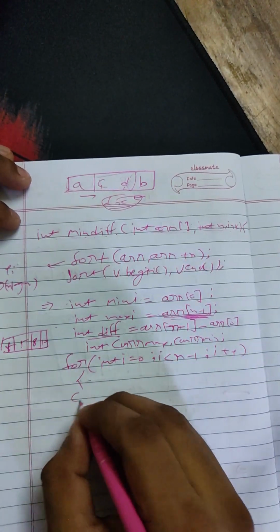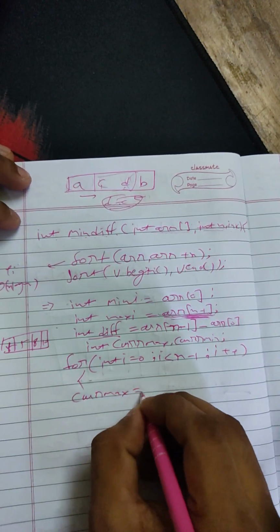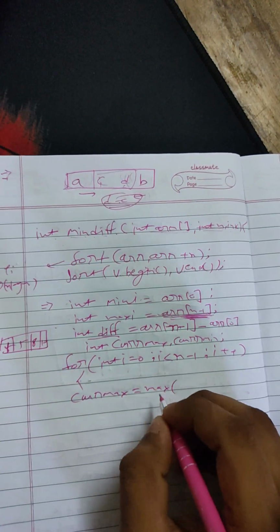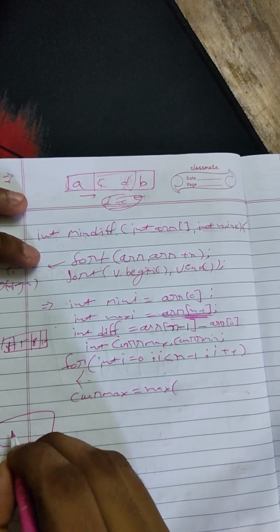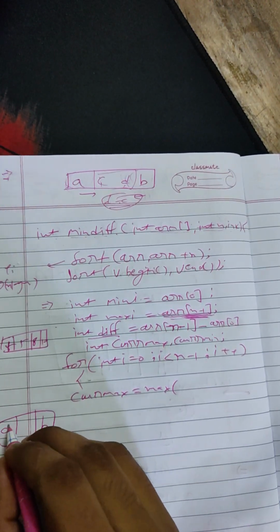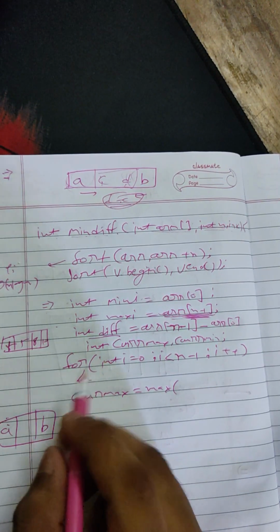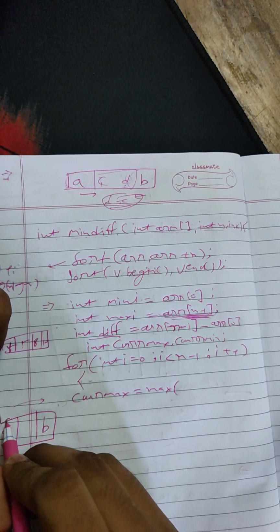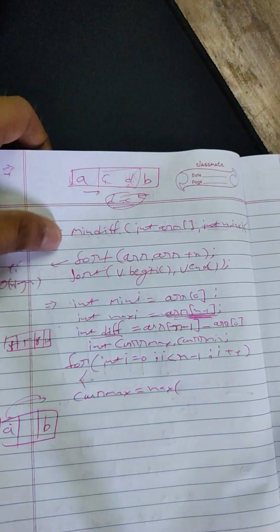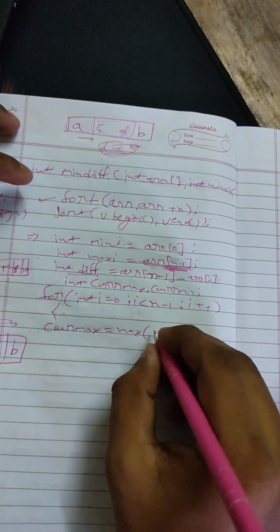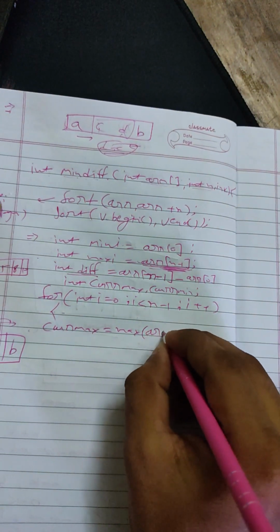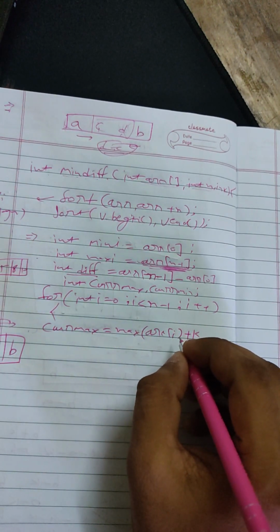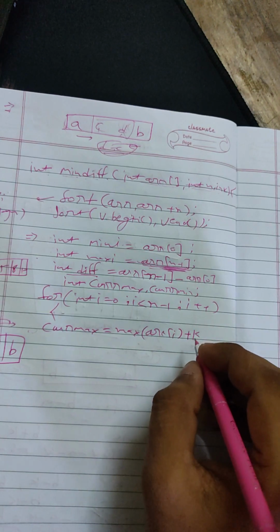So what will current max be? Current max is the maximum of something. For finding the maximum, we have to go to this side and increment by k. So this is arr of i plus k: arr of 0 plus k, arr of 1 plus k, arr of 2 plus k, till arr of n minus 2 plus k.